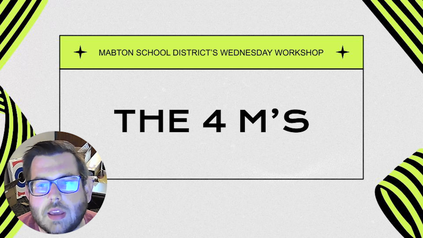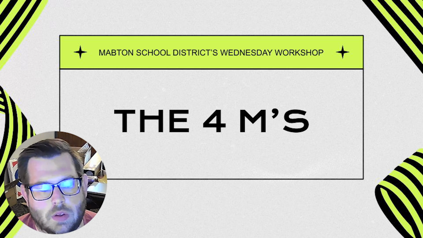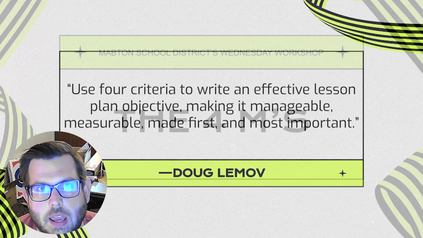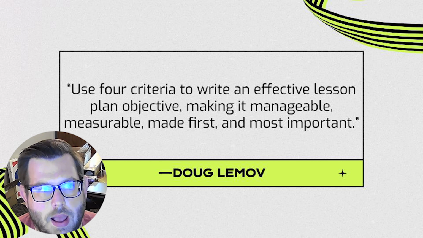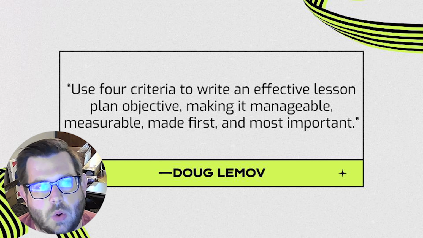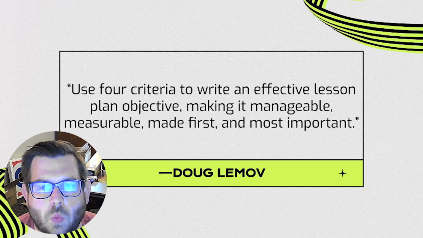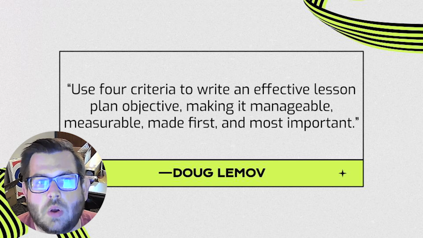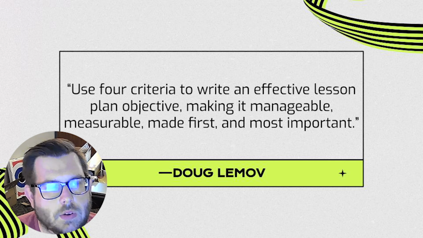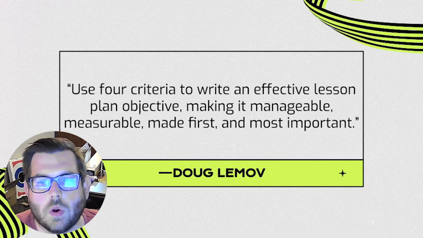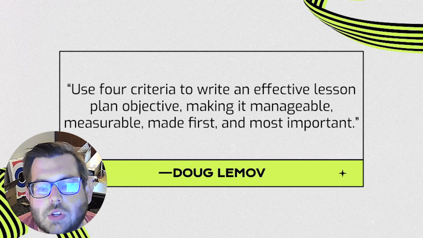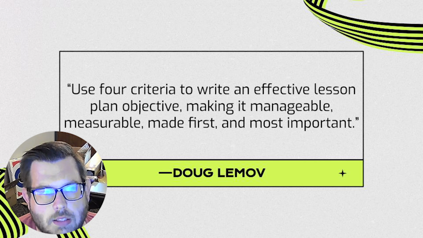Today we're going to be looking at the 4 M's. When we talk about planning with the end in mind, or beginning with the end, it's the idea that we can start with objectives, where we want to land, and what we want students to learn by the end of our unit or lesson or mini unit. One of the best ways to ensure that students are learning is to have really solid objectives.